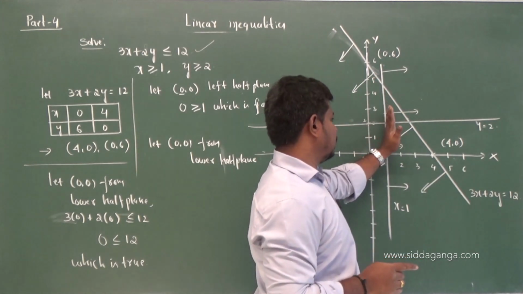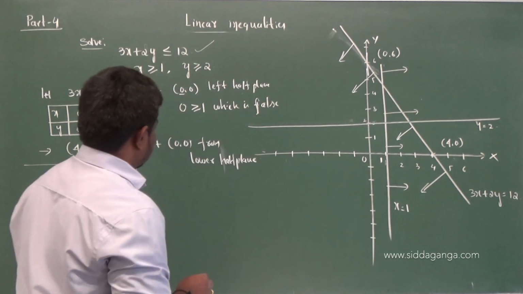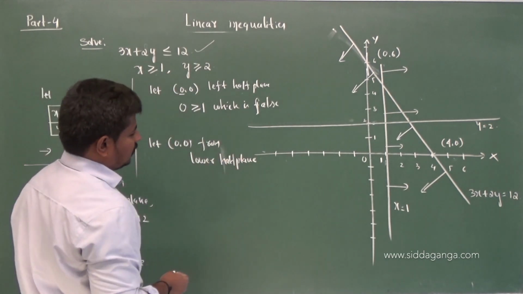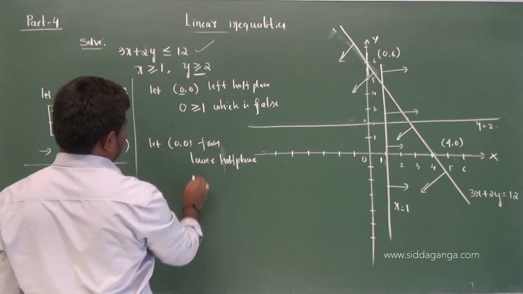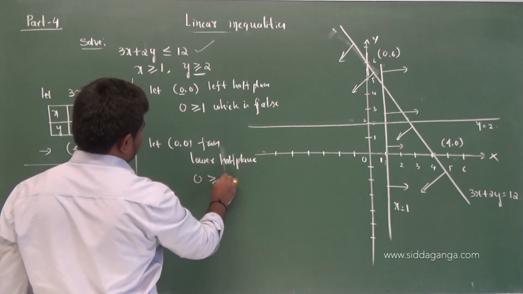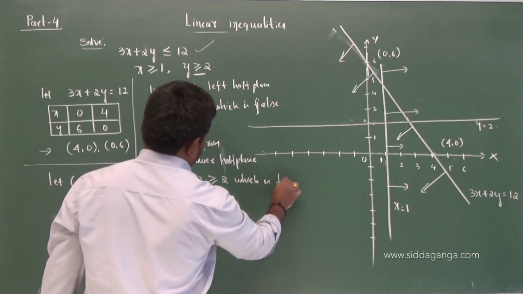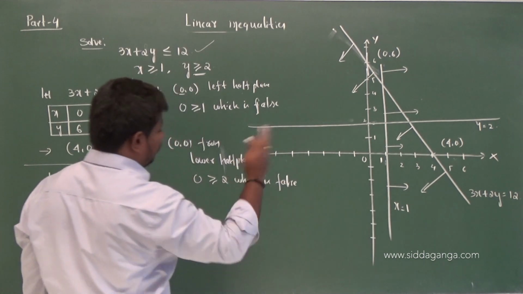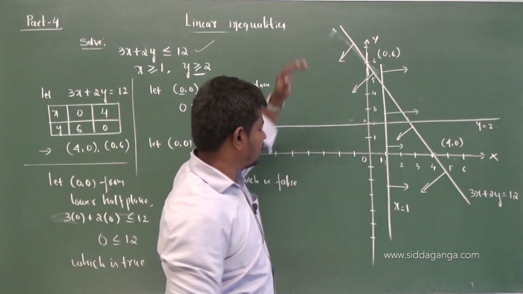When you consider x is equal to 1, it is left half plane and right half plane. So now (0, 0) from the lower half plane, substitute in the given inequality, y coordinate is 0. So 0 is greater than or equal to 2, which is false. So the opposite region will be the solution region. I have taken the lower half plane, so the solution region becomes the upper half plane.